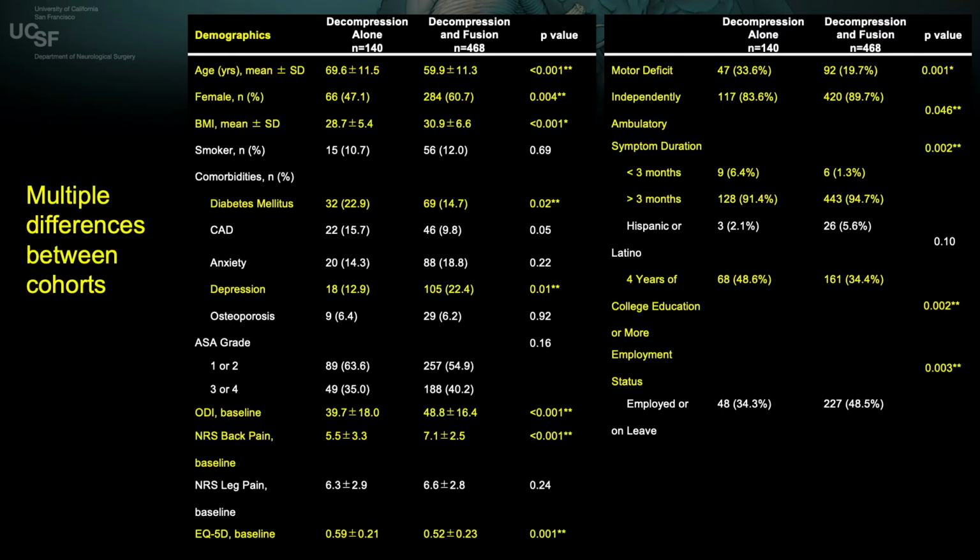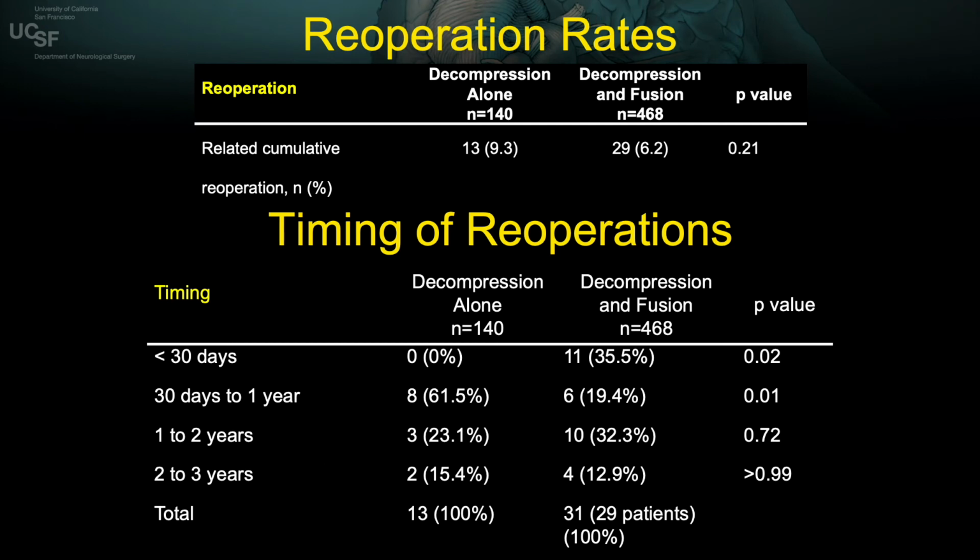At baseline, there are multiple differences between the cohorts, and these were subsequently adjusted for in multivariable analyses. So looking at reoperation rates, we found that they were similar for the decompression alone group at 9.3% and the decompression and fusion group at 6.2%. The timing of reoperations, however, did differ, with the decompression and fusion group having more reoperations within 30 days, but the decompression alone group having more reoperations between 30 days and 1 year. There were no differences from 1 to 2 years and 2 to 3 years.